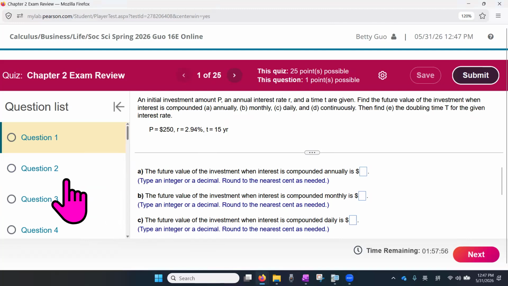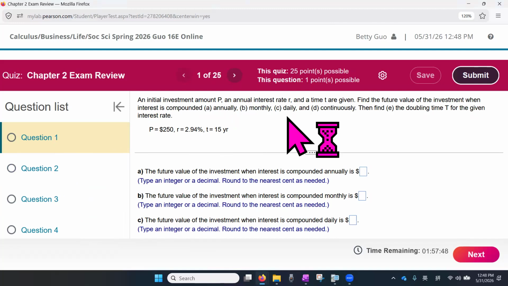25 questions on the review. Let's see the first question. An initial investment amount P, an annual interest rate R, and a time T are given. Find the future value of the investment when the interest is compounded annually, monthly, daily, continuously. Then find the doubling time T for the given interest rate.